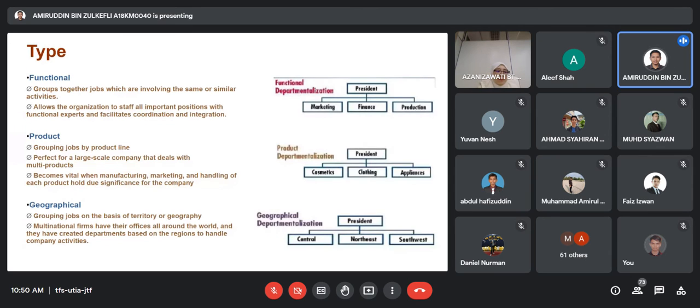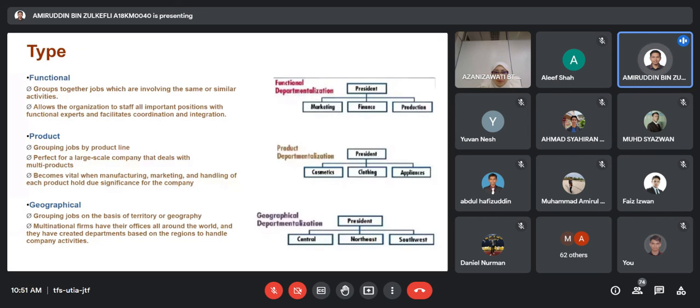First is functional. It groups together jobs involving the same or similar activities. As we can see in the diagram on the right side, at the uppermost is the president, and then we split into functional units. In the company, we have a marketing team, finance team, production team, like a traditional organization. It allows the organization to staff all important positions with functional experts and facilitates coordination and integration.